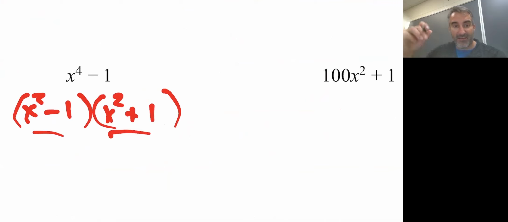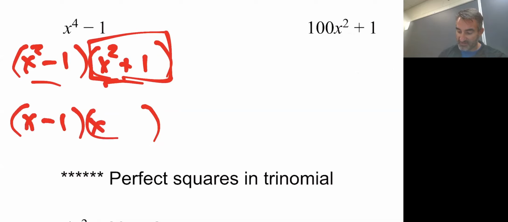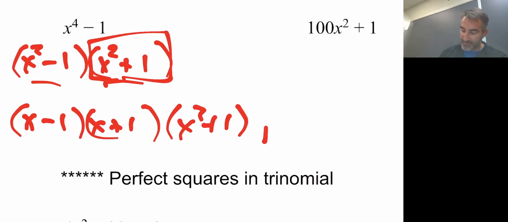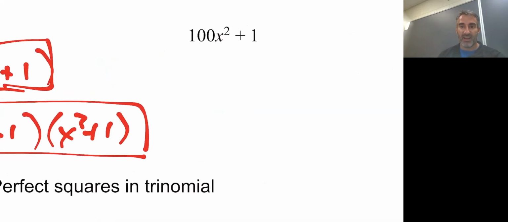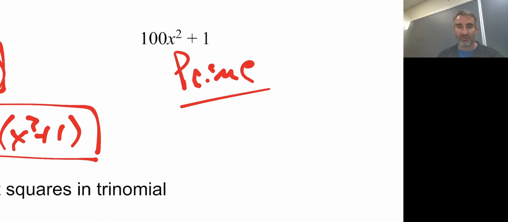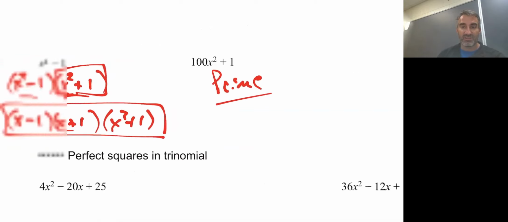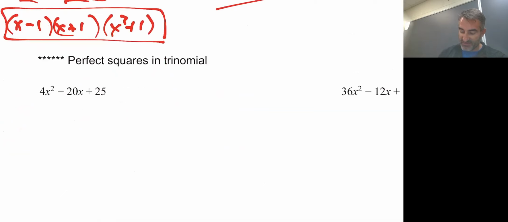Okay. Now, the plus is done. Remember, plus you can't do anymore, but this one goes a little farther. That becomes x times x. That's x squared minus 1, plus 1. So now that's x squared plus 1. That's your final answer. That's factored. Okay. The 100x squared plus 1 would be prime. Any positive like that, no GCF, prime. Okay. Perfect square trinomials are no different, except the signs are the same.